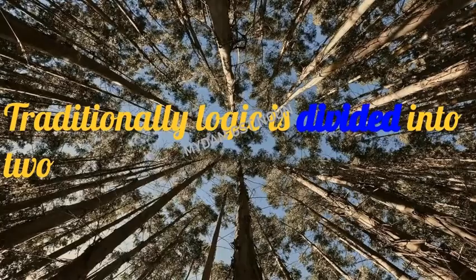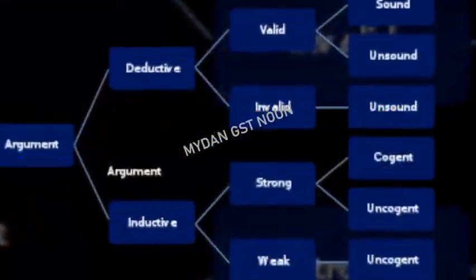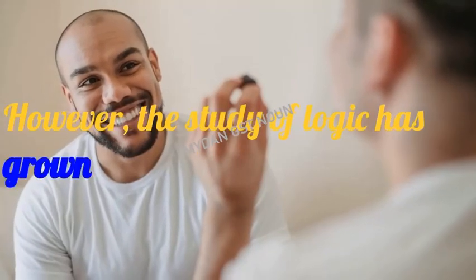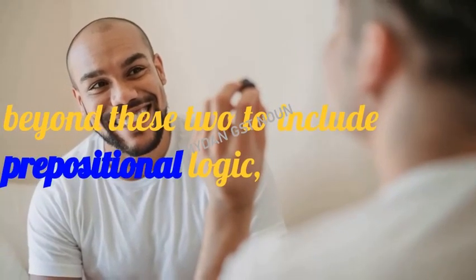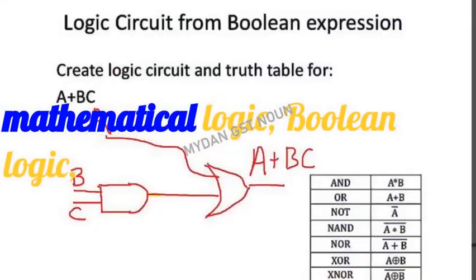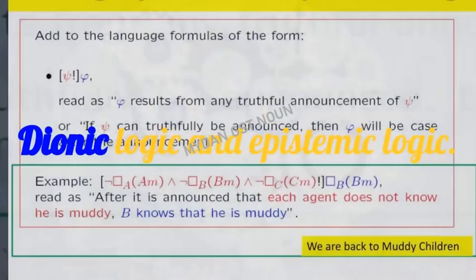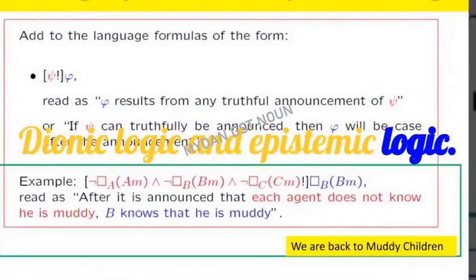Traditionally, logic is divided into two main branches, namely formal and informal logic. However, the study of logic has grown beyond these two to include propositional logic, deductive logic, inductive logic, mathematical logic, Boolean logic, fuzzy logic, modal logic, deontic logic, and epistemic logic.